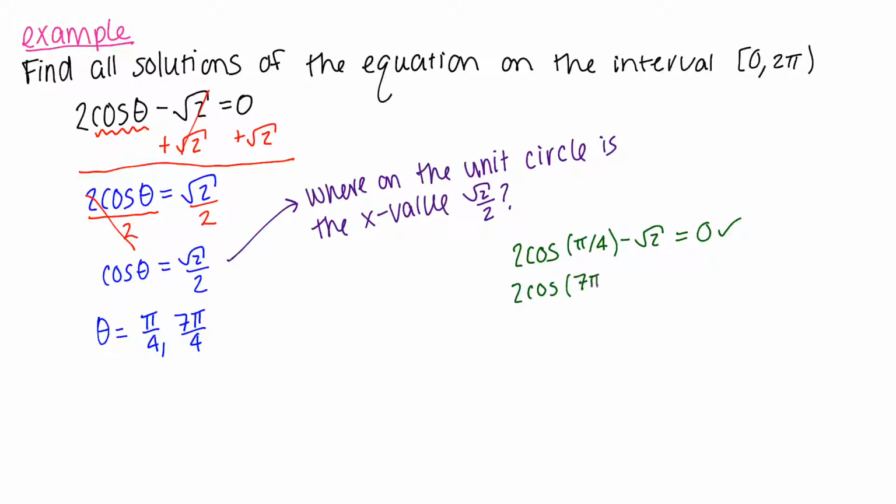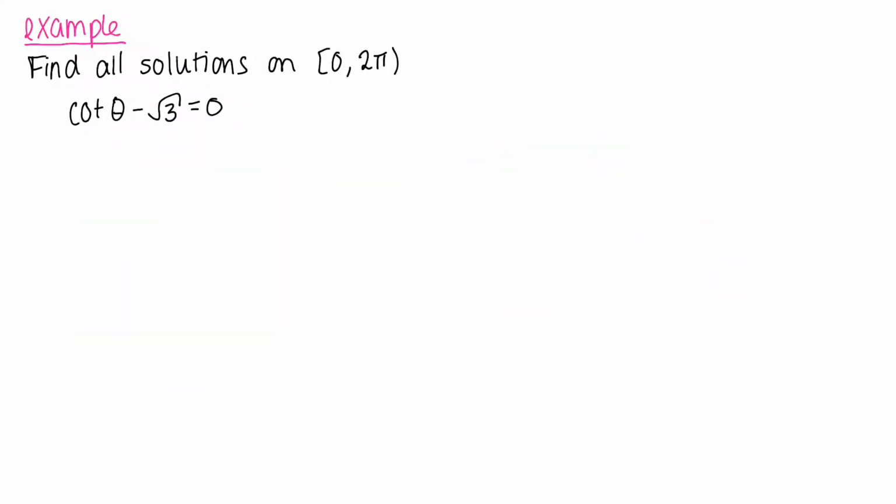With some of these more straightforward ones, that's not as necessary. However, as we get into some more complicated ones, that might be a useful strategy. So anyways, this is our answer right here. Pi over 4 and 7 pi over 4. So let's look at another problem. So find all solutions on 0 to 2 pi, and we have cotangent theta minus root 3 equals 0.